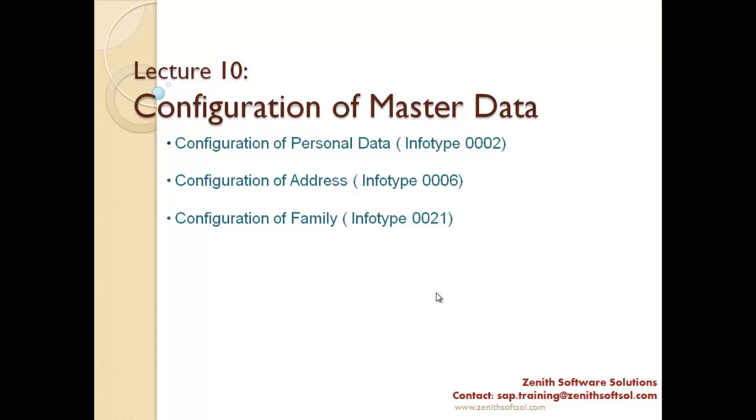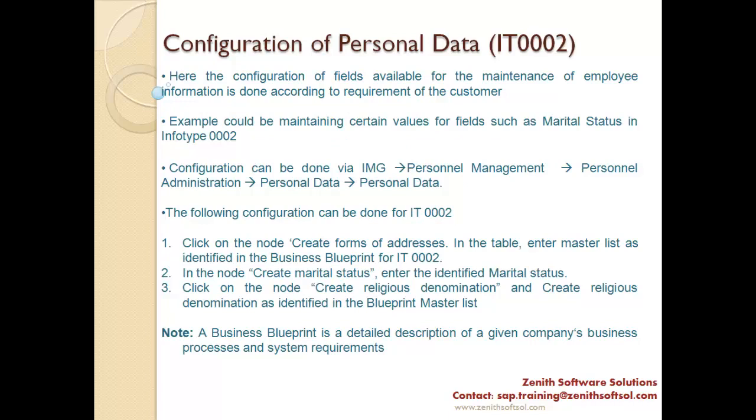So in today's class, let's understand what values we can configure for these info types. Info type 2, info type 6, info type 21. Info type 2 is personal data, info type 6 is address, info type 21 is family. So info type 2, as mentioned in the previous lecture, has fields like first name, last name, birth date, and some other fields.